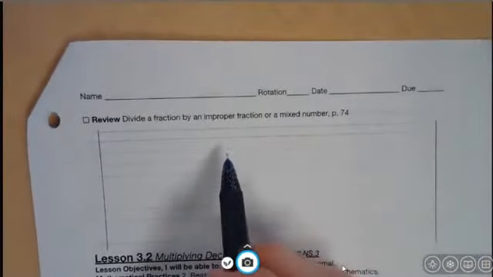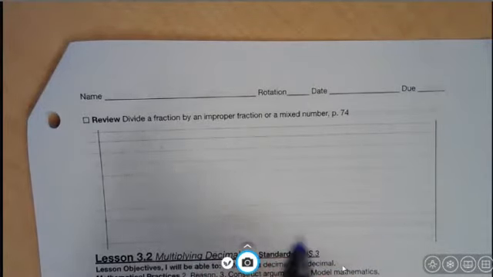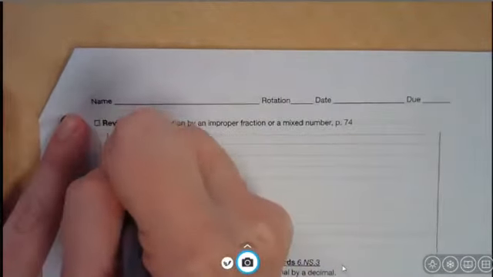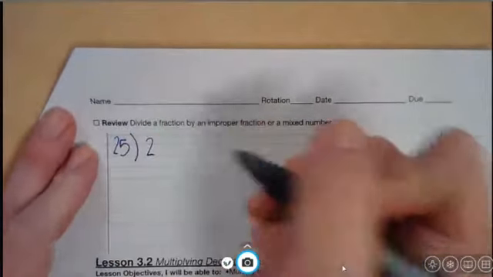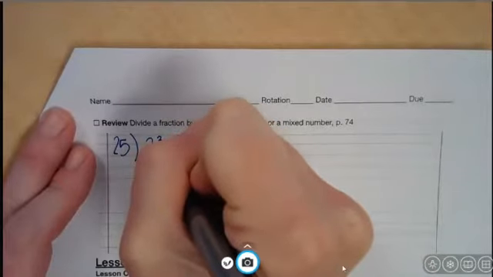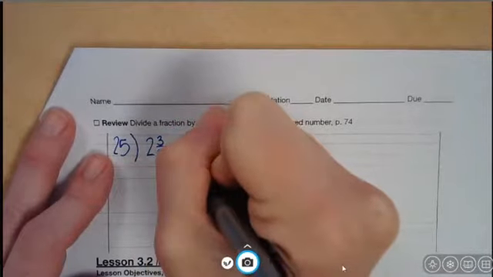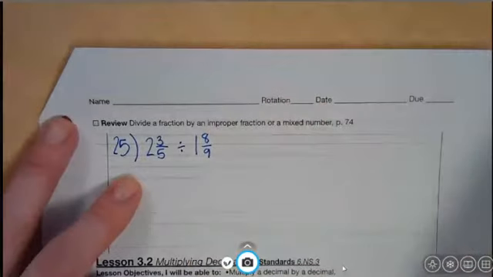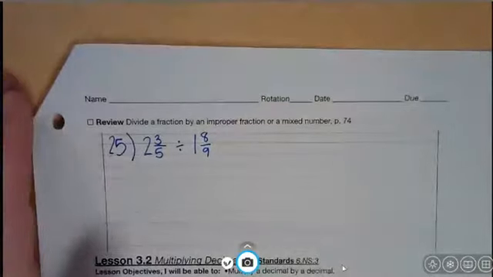Okay, then we're up to dividing a fraction by an improper fraction or a mixed number. So the learn section for this is on page 74. We're going to do the guided practice that's on page 75, number 25. It says divide 2 3/5 by 1 8/9. Okay, so you can see we actually have 2 mixed numbers on this one. So you go ahead and try and do that.